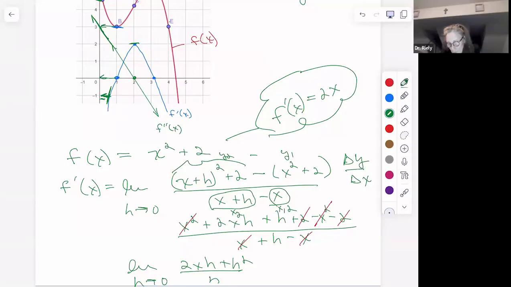But that's exactly why I always have my kids do this step first. Don't just tell me to divide by h, because I want you to see that it is just change in y over change in x. So you need to have y2, which has an h with it, y1, which is your original parent function, and then x2 minus x1.